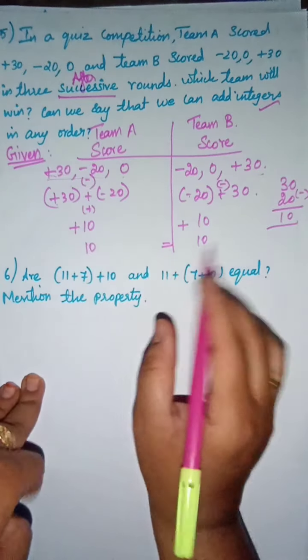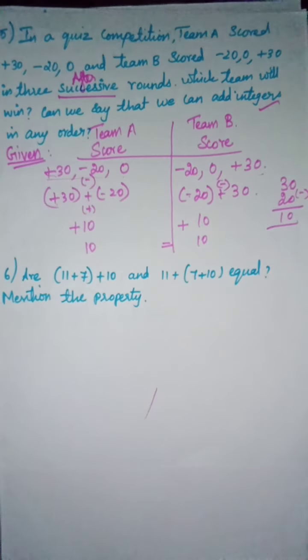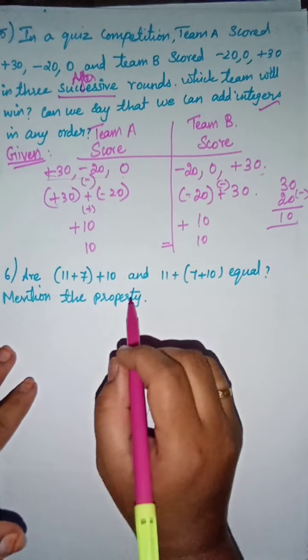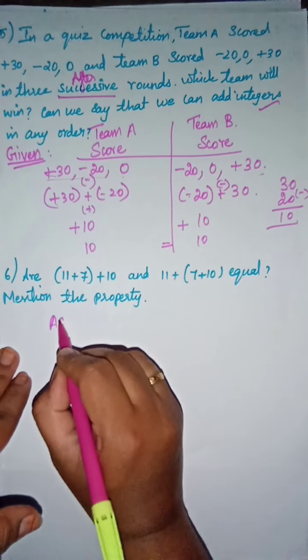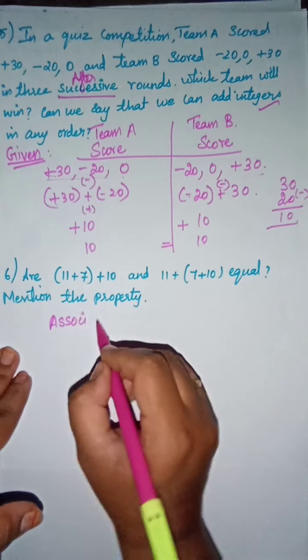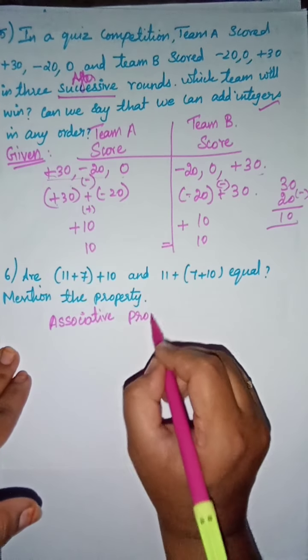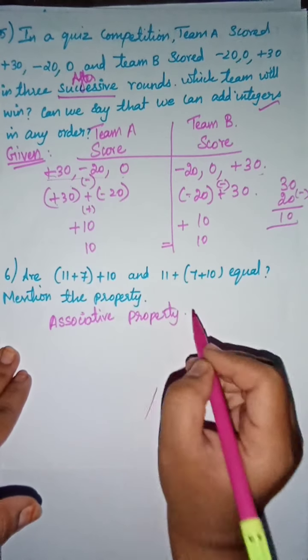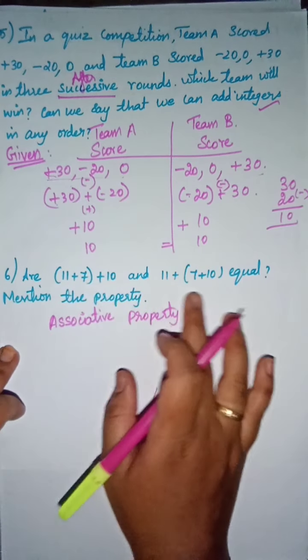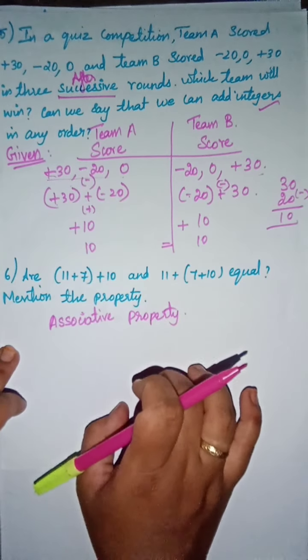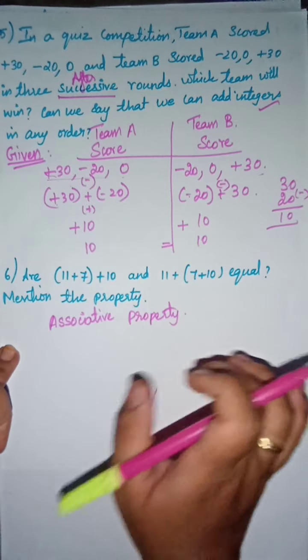It is the associative property. By seeing the question itself, you can say so. So what is the name of the property? Associative. Yes, associative property. Now we have to take this side and this side, and then give the answer whether they are equal or not.